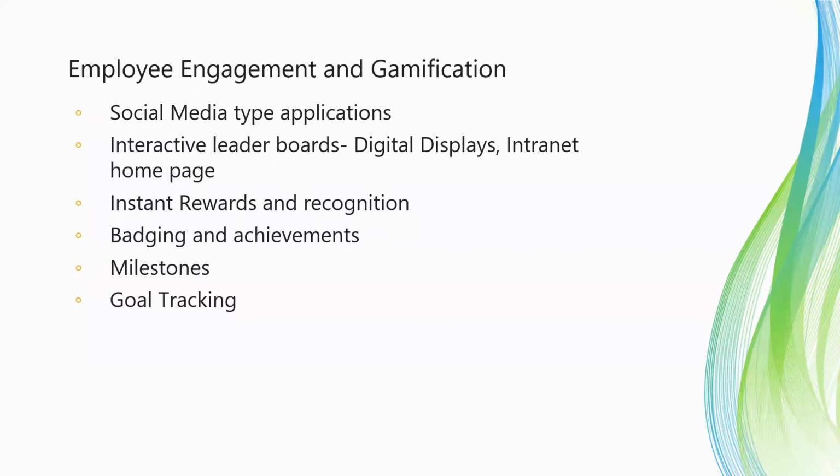Badging and achievements. This is where employees can earn credentials or achievements based on completing certain elements, whether that be a training or certain skill sets, and they can display those badges and achievements so that other people can see that they have those credentials. Tracking milestones, whether that's individual milestones or benchmarking for groups, being able to visualize that. And then lastly, goal tracking for employees. So these are all examples of gamification techniques to incorporate in employee engagement technology.